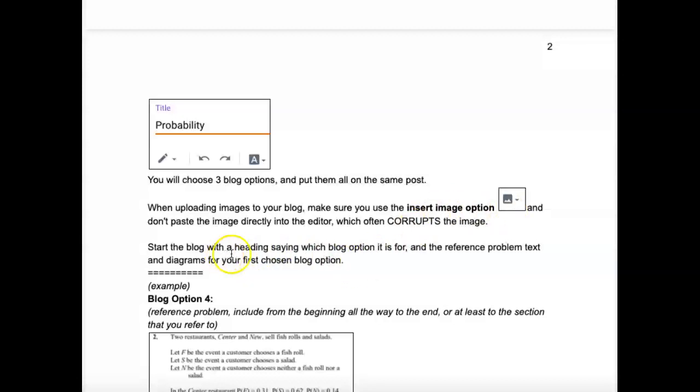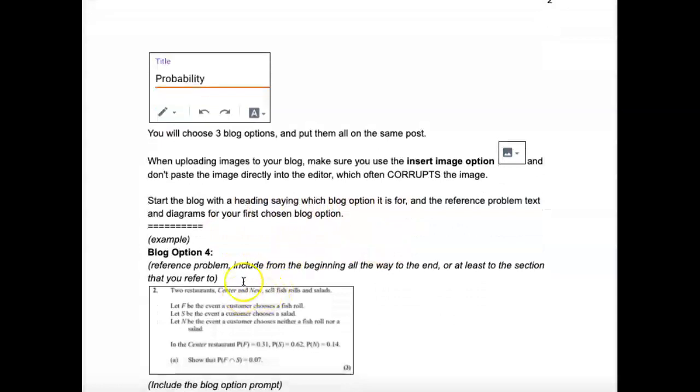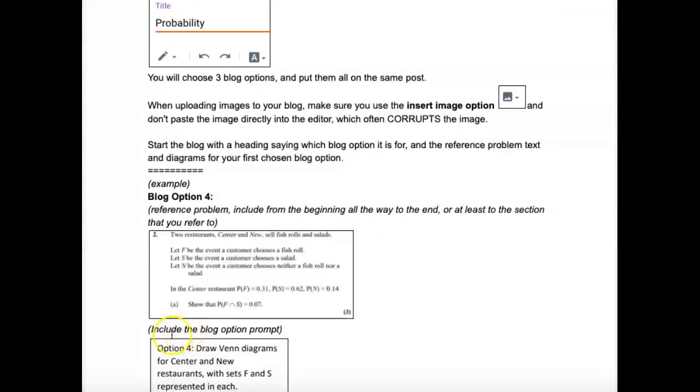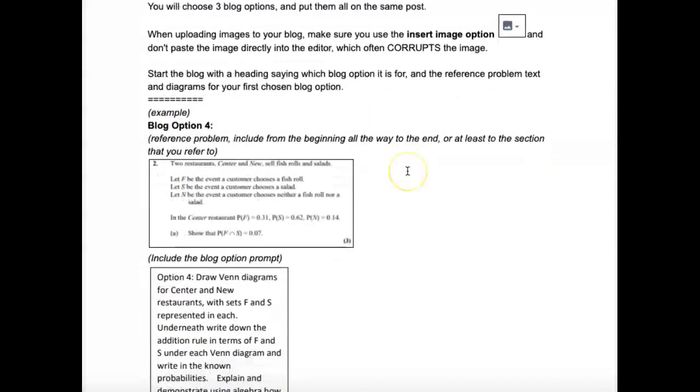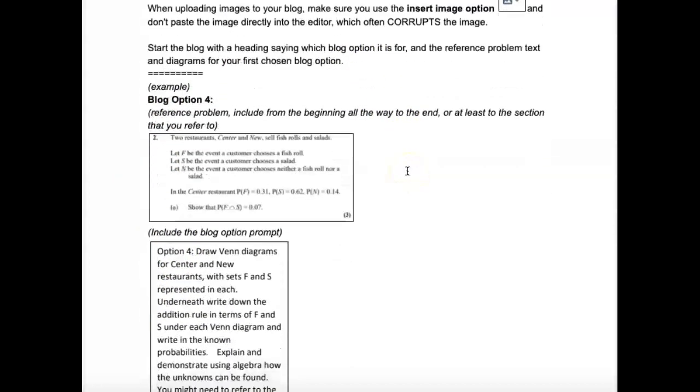So whenever you do a blog option, you should put a heading saying which blog option it is, if it's not obvious already. If you put the blog option with the number there, like here, option 4, then it's obvious. But sometimes, a lot of times people forget to put the blog option, and they also don't have a title, and I have no idea which blog option they're working on. I need to sit there for 2 minutes trying to figure out which option it is, and that'll put me in a bad mood for grading your blog, which you probably don't want.